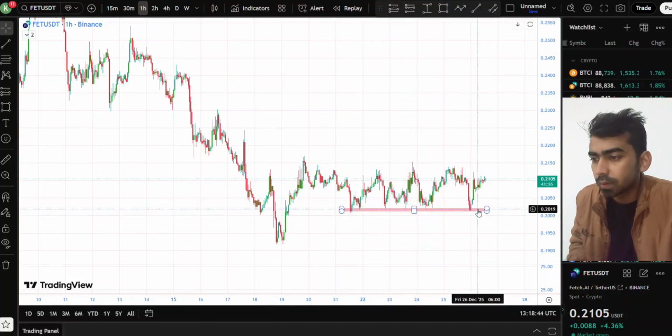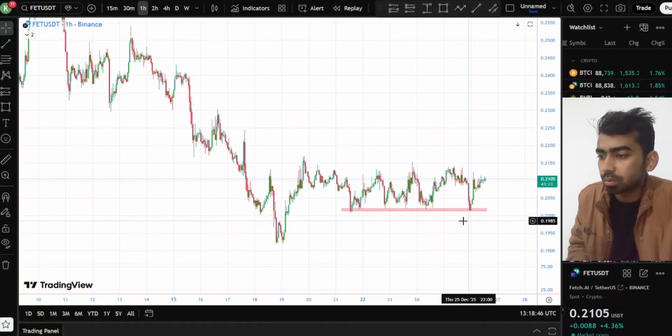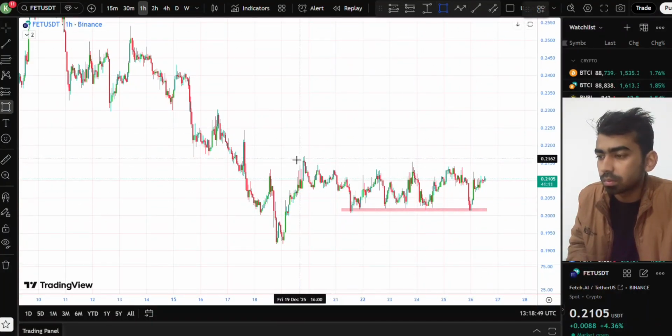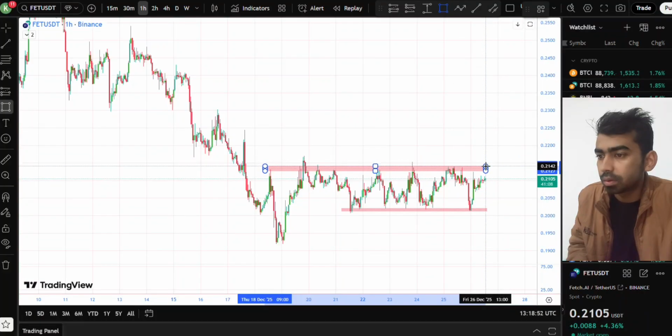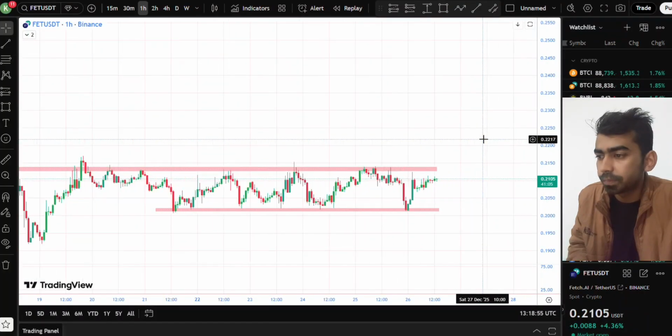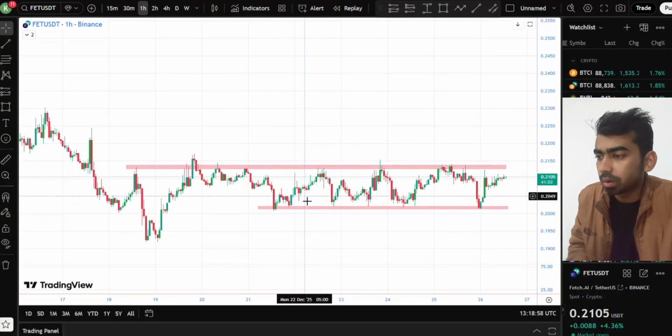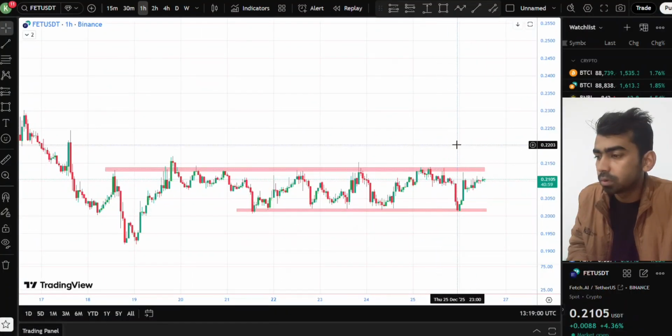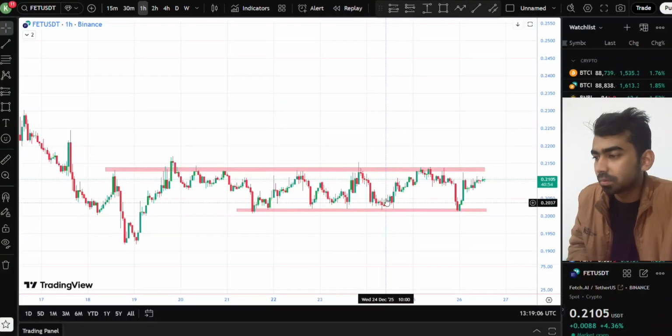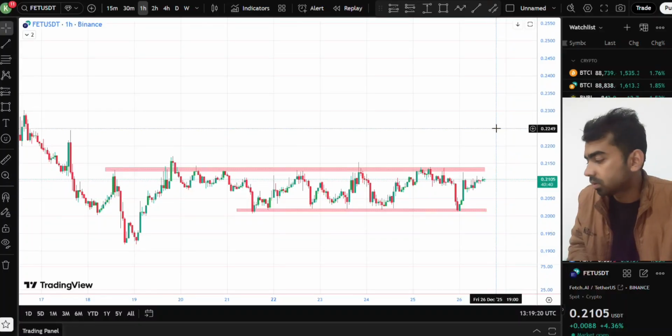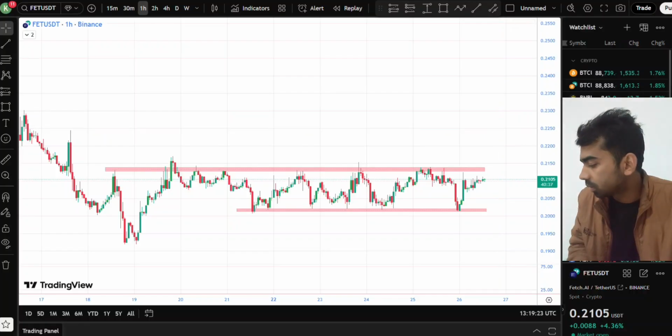It is also making strong support here, and it creates lots of liquidity below this level, and at the same time it creates lots of liquidity in upside. Look at it, what is actually happening. It is continuously taking support and continuously taking resistance upside and downside, and following a zigzag pattern. Now I think it can break easily.